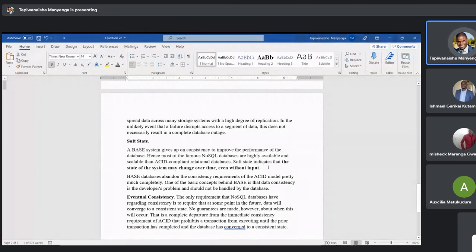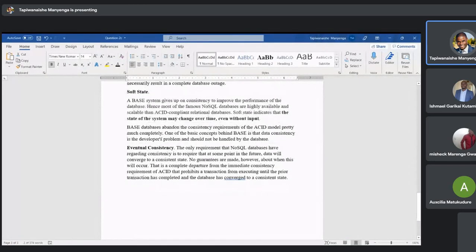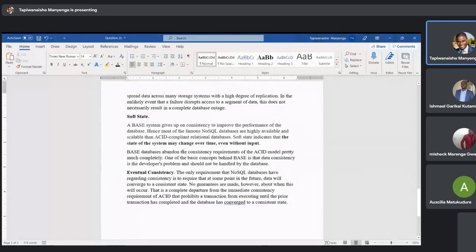So soft state means that the state of the system may change over time, even without input. So consistency is not guaranteed. Then the last part is eventual consistency, where the only requirement that NoSQL databases have regarding consistency is that at some point in the future, data will converge to a consistent state.